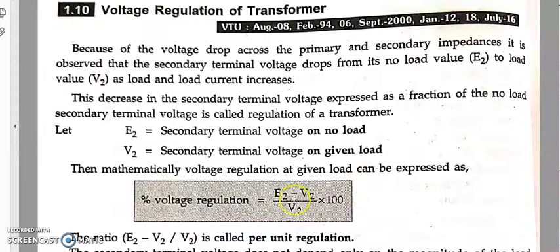So one more thing we need to remember here is, your terminal voltage V2 does not depend on just the magnitude of the load, but also on the power factor of the load. Power factor in the sense that sometimes you will be connecting a resistive load, sometimes an inductive load, sometimes a capacitive load. So V2 depends on both, magnitude as well as power factor. So in simple words, remember voltage regulation is equal to E2 minus V2 by V2 into 100 in terms of percentage.